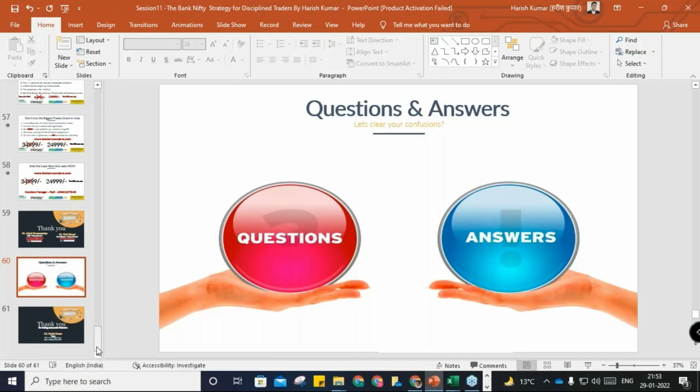The next question is from Ravindranath. Are the options weekly or monthly? These are weekly options.